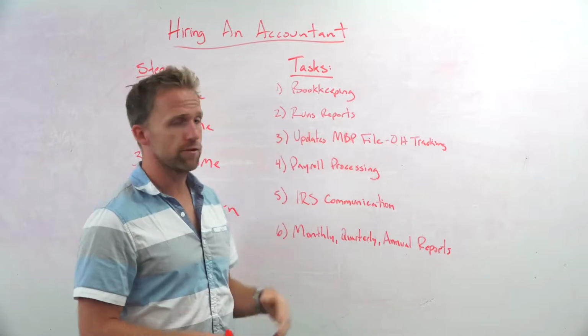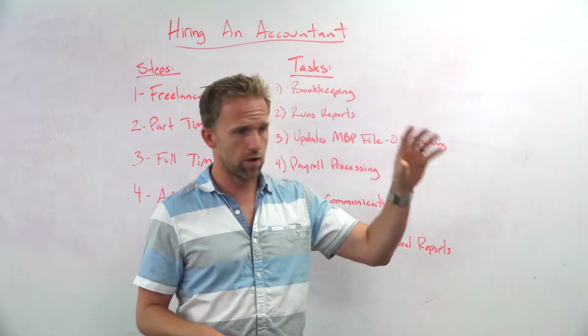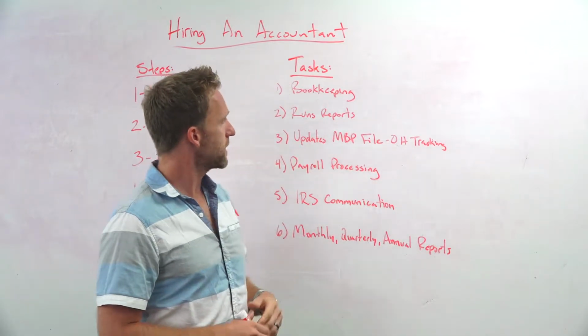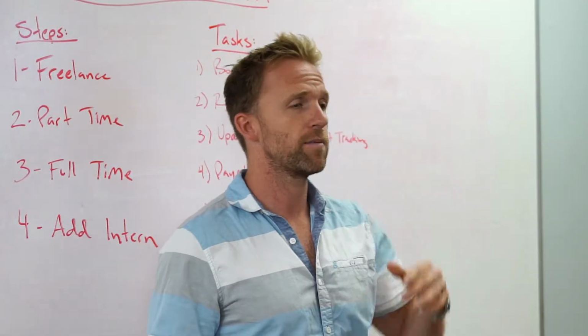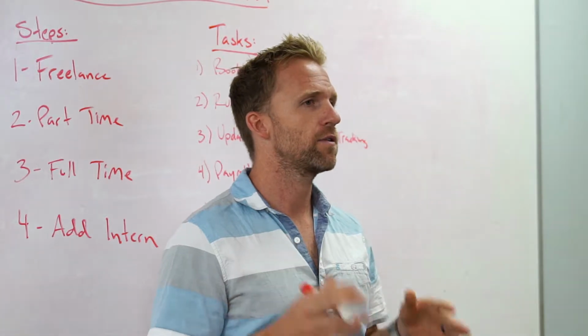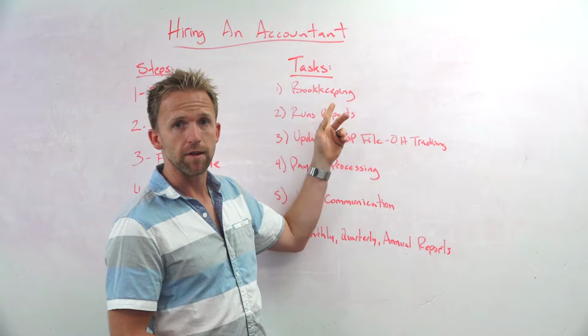The second thing that they'll do is run reports. So every month we run a P&L and we look at all of our numbers and cross-check them with our master business plan file. Third thing is they're going to update that master business plan file. So if you notice in the video where we go through the master business plan file, there's a tab called overhead tracking. Our accountant updates that every month from the QuickBooks from the bookkeeping they did.